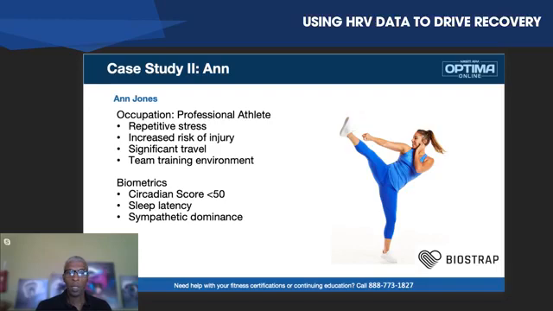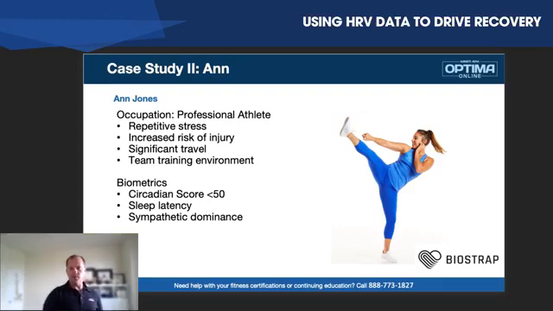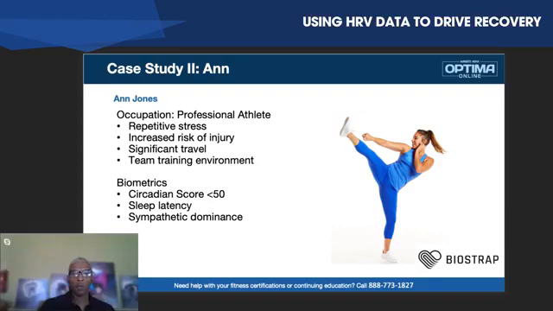Okay, we have Ann. Ann's a professional athlete. Looks like she's a professional athlete in my sport. Now, when we say that she has repetitive stress, does she have repetitive stress injuries from her training, or what do we mean by that? So just repetitive motion. Okay. All right. Yeah. Just from the training. Okay. Increased risk injury. She's significant travel, and she's training with a team.